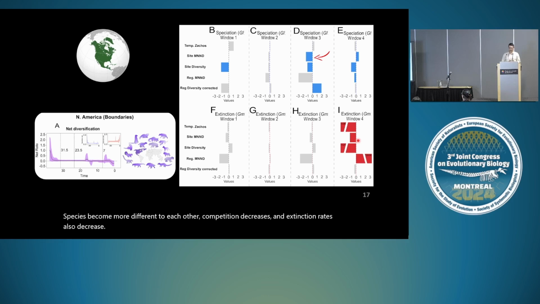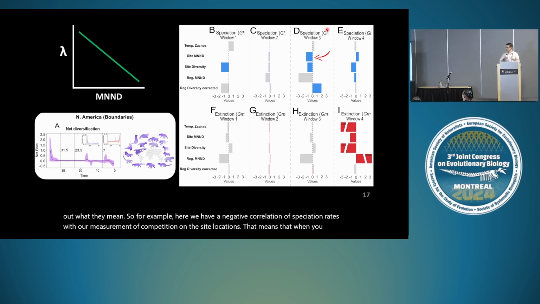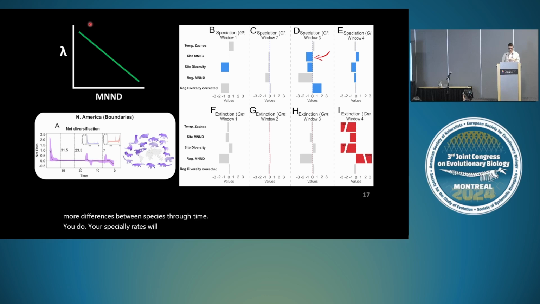But as I said, we found some results that we were not expecting, and we still need to figure out what they mean. So for example, here, we have a negative correlation of speciation rates with our measurement of competition on the site locations. That means that when you have more difference between species through time, your speciation rates will decrease. But we can look into that from another angle, and we will find the highest values of speciation rates at the moments that competition should be stronger and species are more similar to each other. So at this moment here, competition is actually allowing more species to originate than blocking it.